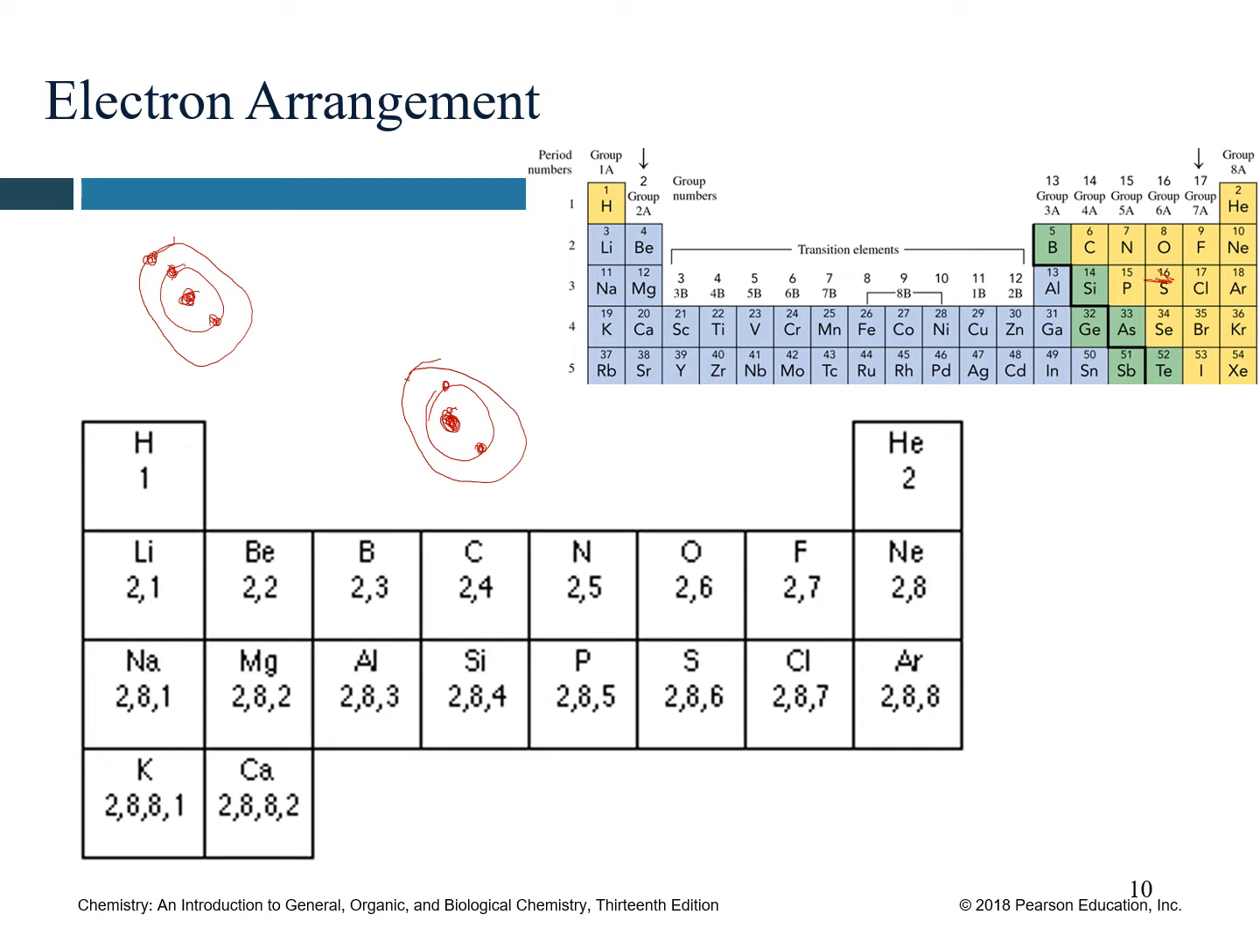Second energy level, how many electrons in total? I need 16. So I have 1, 2. I'll start dividing the rest of the electrons in here. I have 1, 2, 3, 4, 5, 6, 7, 8. That gives me a total of 8 plus 2, 10 electrons. I still have 6 more electrons, so where would they go?